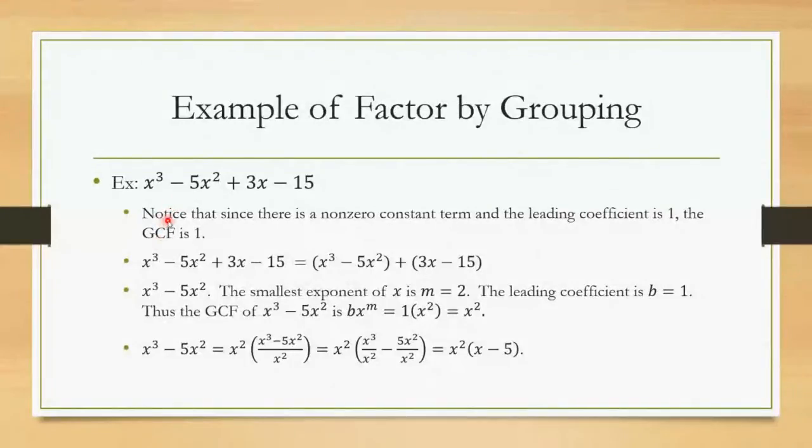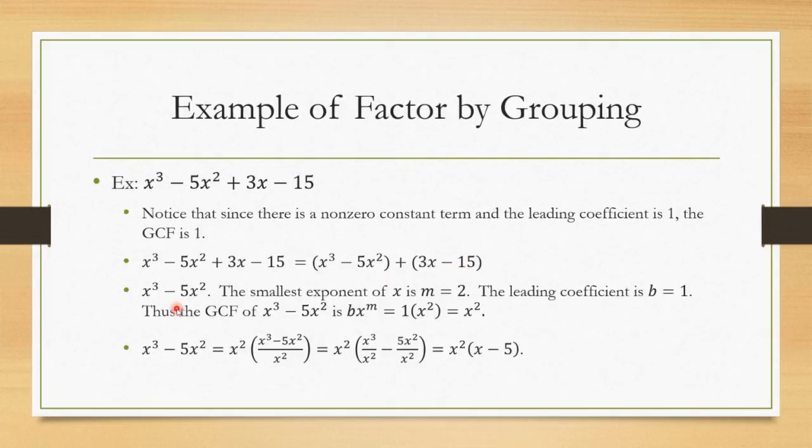Now, what we're going to do is create 2 groups of 2. That's what these parentheses are doing. This is our first group. Here's our second group. 2 groups of 2. Okay, good. Now we have to factor each of these 2 groups individually.